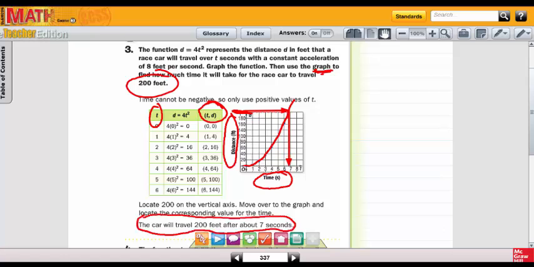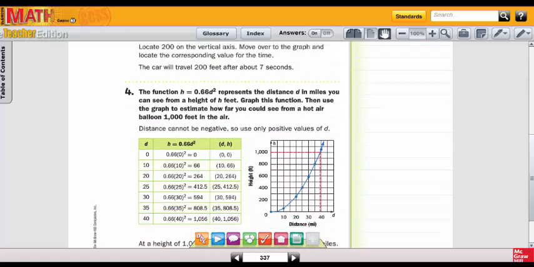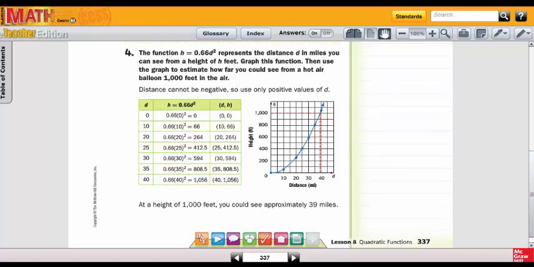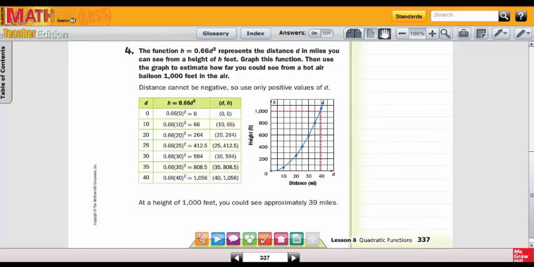They say that it is about 7 seconds, and I would say that we can tell that it's probably just a little less than that, so we could say maybe 6.8 seconds. But there would certainly be nothing wrong with an answer of 7 seconds. Now let's take a look at problem number 4, a very similar problem. In this case, we have the function h equals 66/100ths d squared.